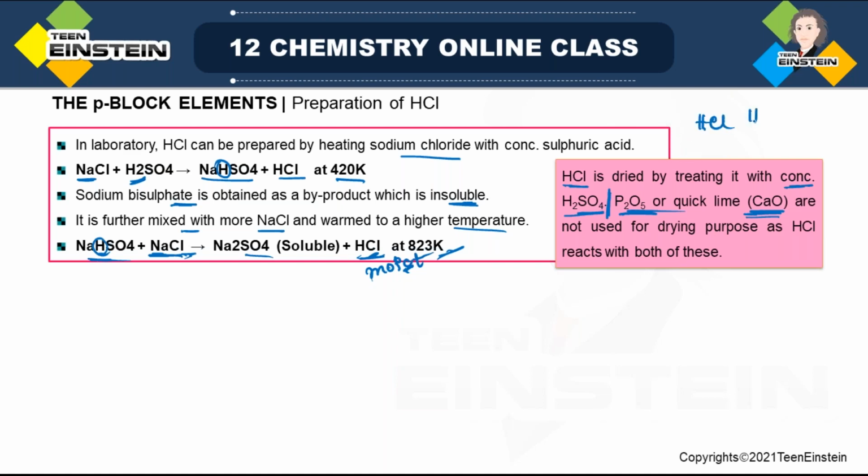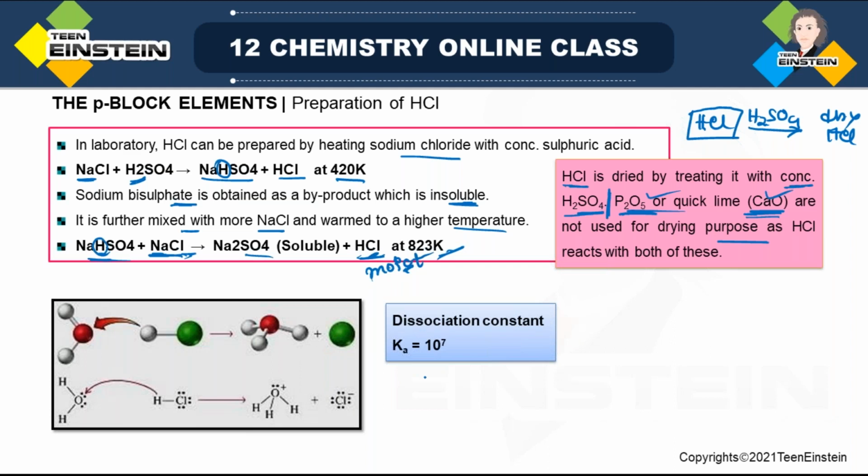So when you are using H2SO4, then moist HCl can be converted to dry HCl because the moisture that is present will be attracted by H2SO4. But you cannot use P2O5 and CaO because these two are also water attracting agents, but are not used for drying purpose because HCl will react with these two compounds. But that is not the purpose. Our purpose is to keep HCl intact, only to remove the moisture part. So only H2SO4 is used. Okay.